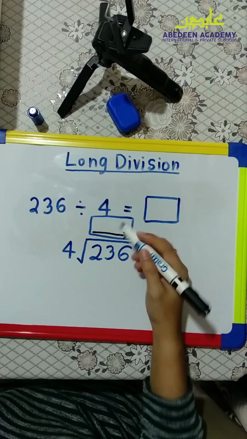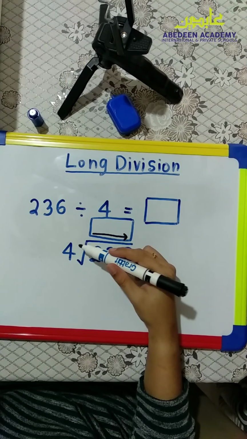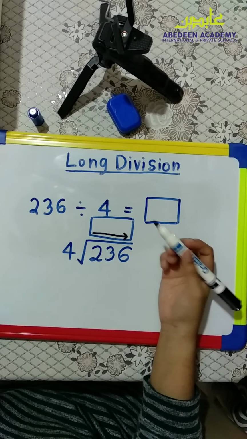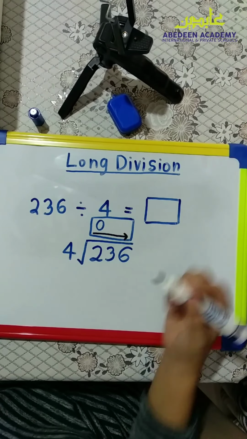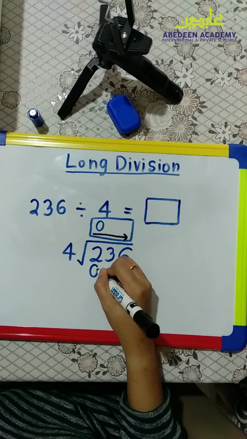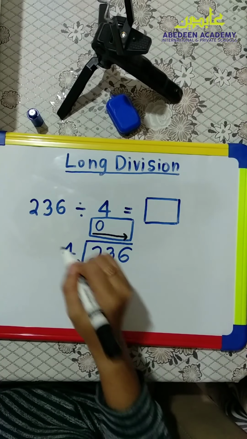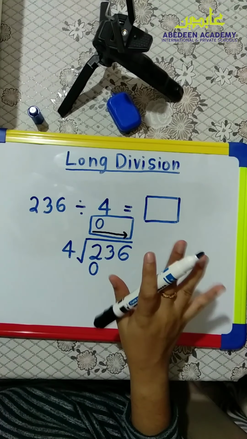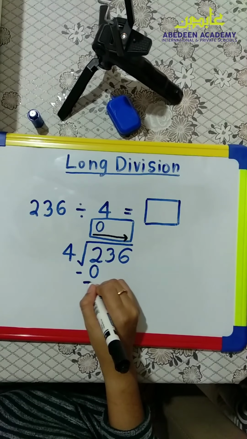So in table 4, do we have 2 in table 4? What times 4 equals 2? No, there's no answer for that. So you put 0 here, and you put 0 here. There's no answer for 2 in table 4, there's no 2 in 4, so you put 0. So 2, we have 2 minus 0.